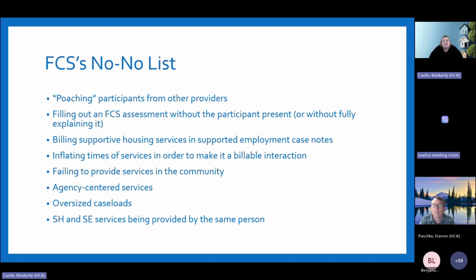You should always be doing an assessment for FCS with a participant present. They are the ones that should be being assessed. Questions shouldn't be happening over the phone. That in-person interaction, especially when you're first enrolling somebody into a program, is really crucial in getting to know somebody and building that trust.